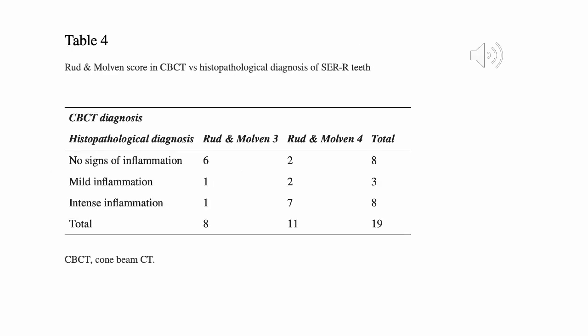That means that with CBCT, 42% of scoring was false positive, with no inflammation in the area according to histopathological examination. Table 4 shows the relation between CBCT scores and histopathological examination. 6 out of 8 cases, which was 75%, with no signs of inflammation were assessed as score 3 uncertain healing, and with the score 4 unsatisfactory healing, 9 out of 11 showed mild to intense inflammation, and 4 of them reported pain and sensitivity to percussion.